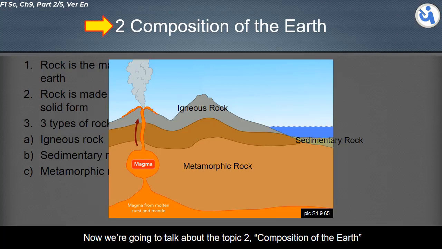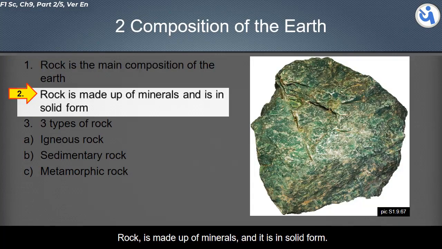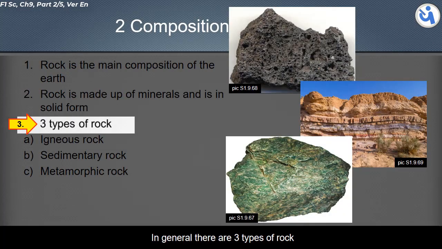Now, we're going to talk about topic 2, composition of the Earth. Rock is the main composition of the Earth. Rock is made up of minerals, and it is in solid form. In general, there are 3 types of rock.